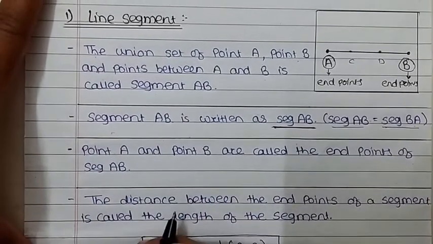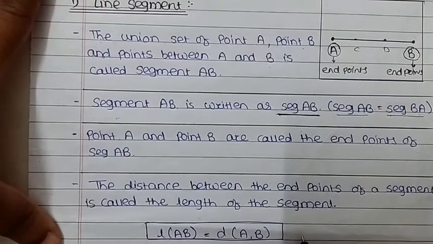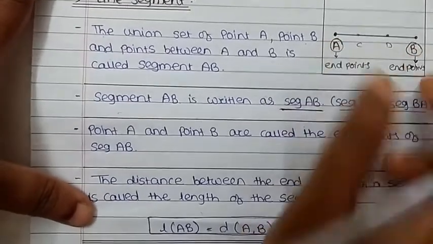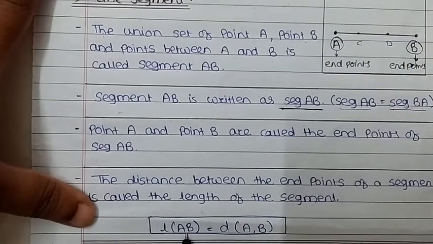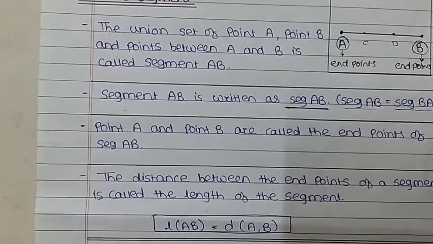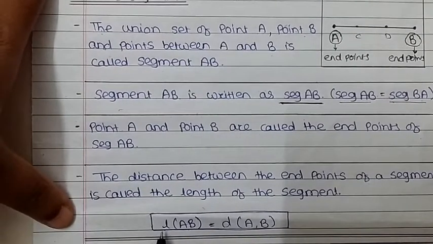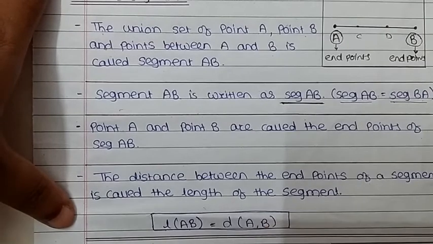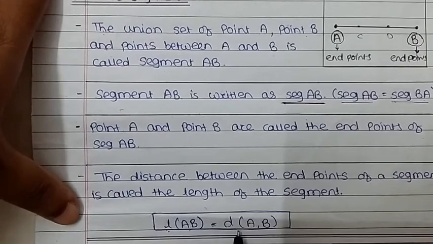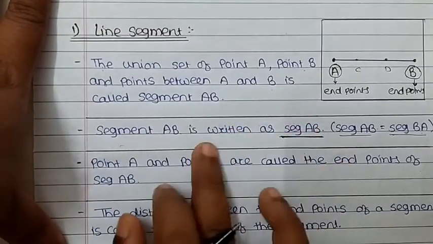Next, the distance between the end points of a segment is called the length of the segment. Okay, the distance between A and B, how to represent this? This is represented by length of AB is equal to d(A, B). Okay, we have already seen how to calculate the distance. Clear? So just remember that the distance between the two points of a segment is written as l(AB), or it is also written as d(AB). So these are the concepts related to the line segment.